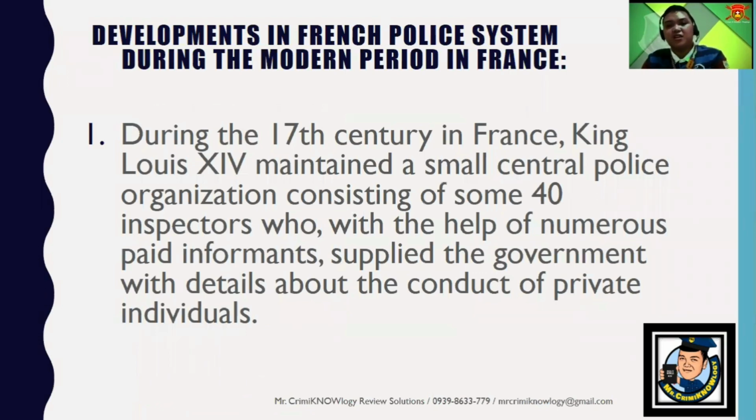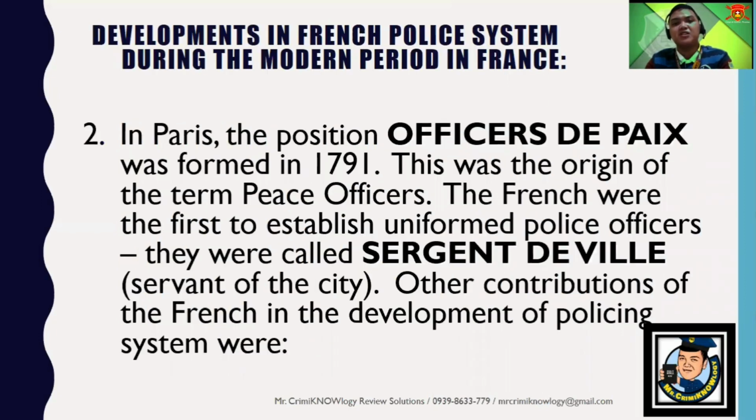During the 17th century in France, King Louis XIV maintained a small central police organization consisting of some 40 inspectors who, with the help of numerous paid informants, supplied the government with details about the conduct of private individuals. So these are the developments up to the modern period. In Paris also, the position of officers de paix was formed in 1791. This was the origin of the term peace officers.